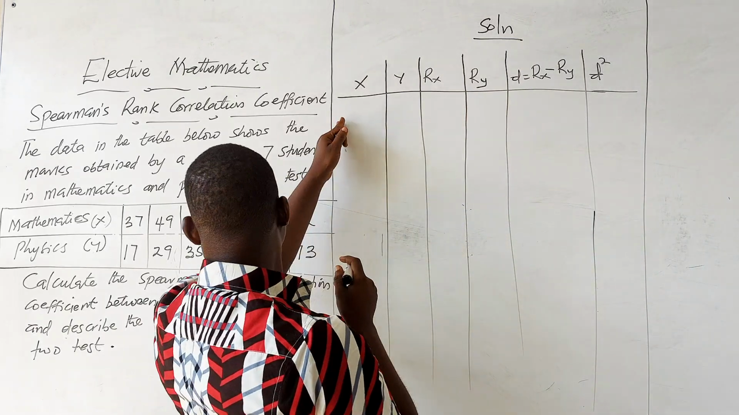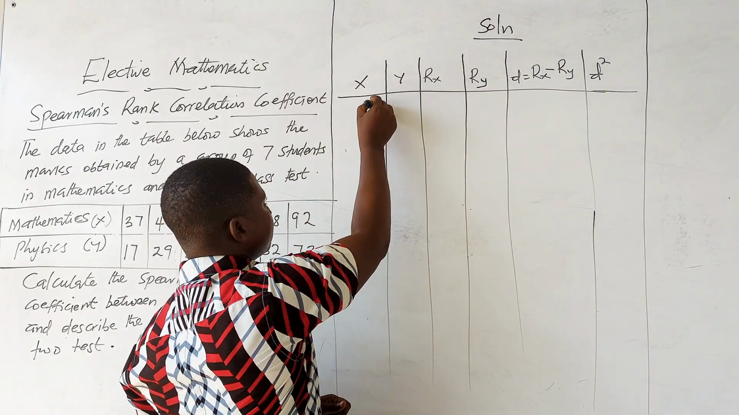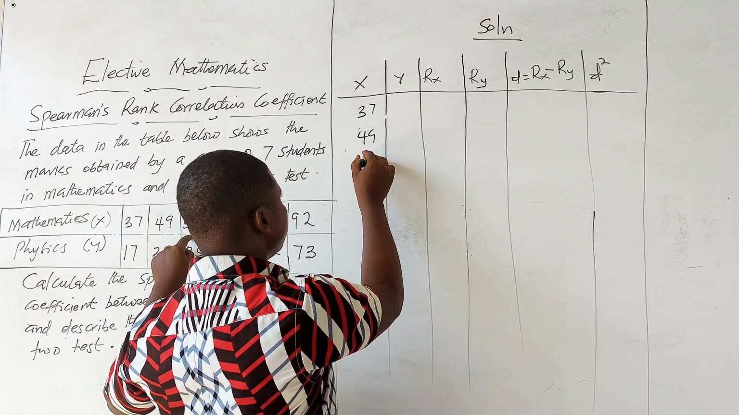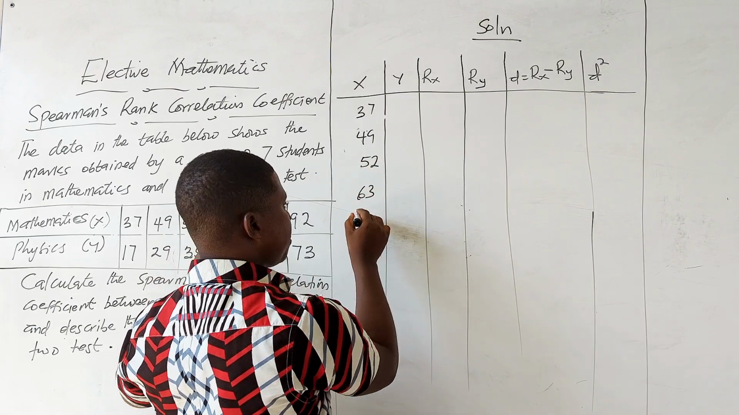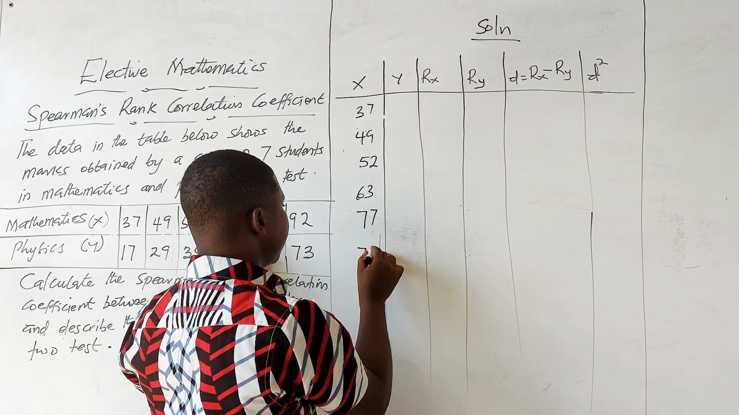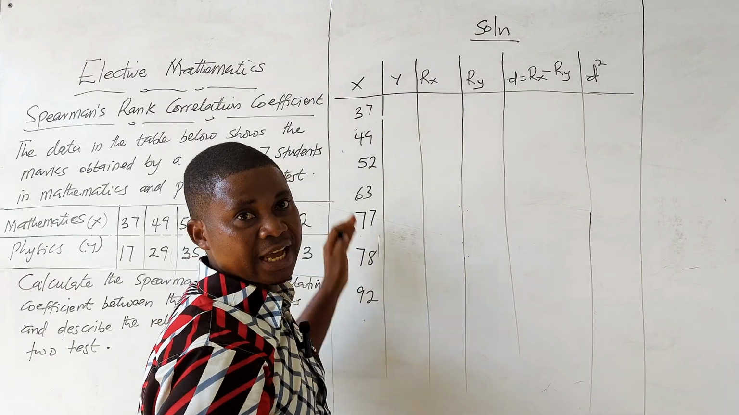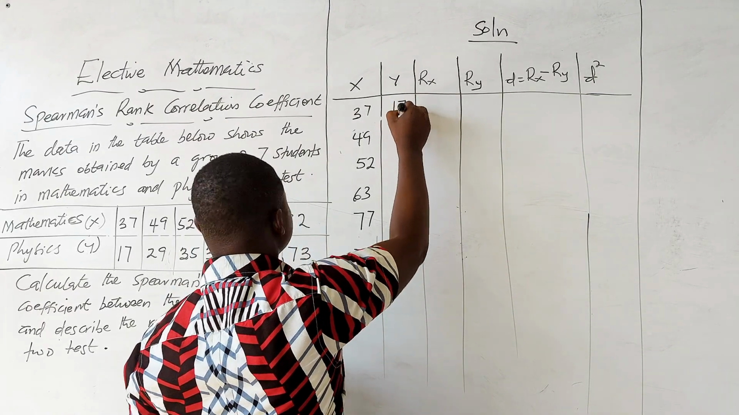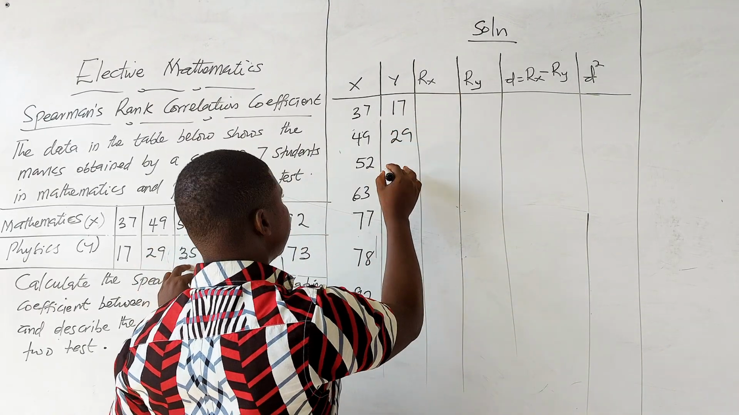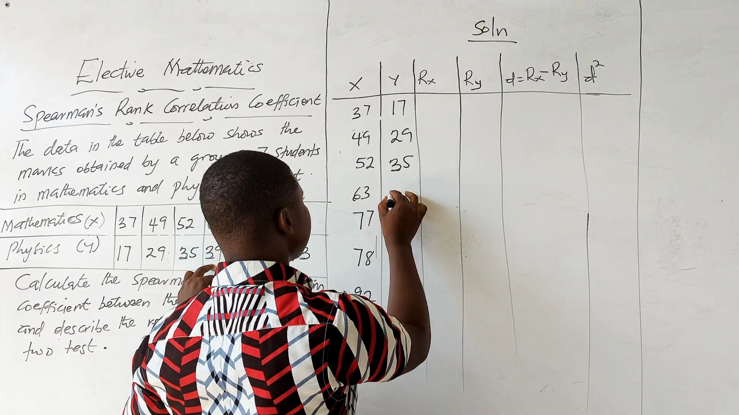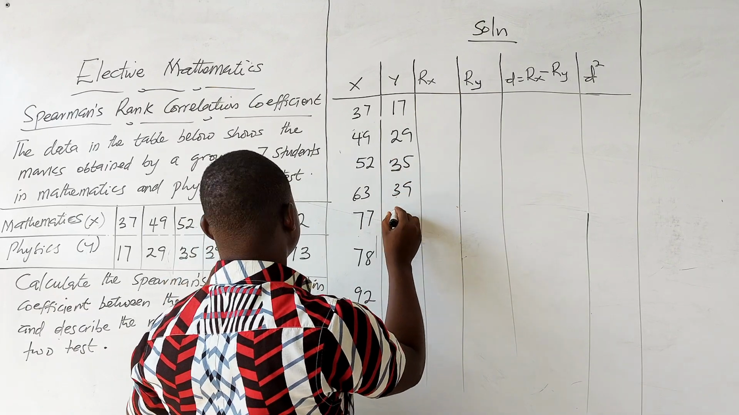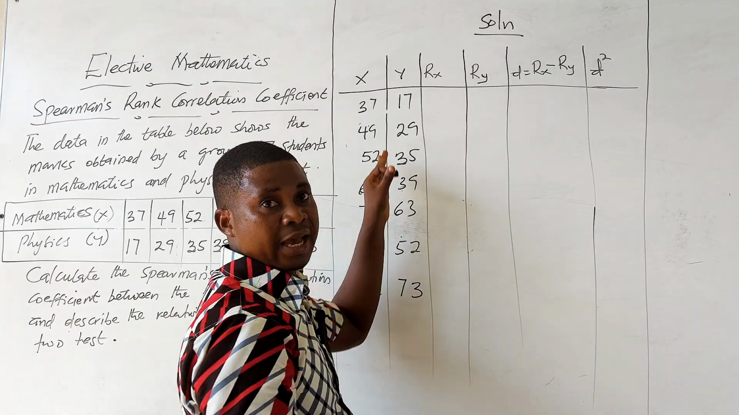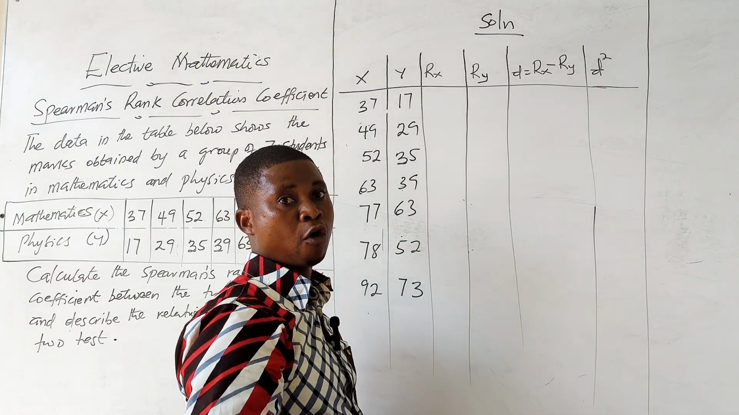So let's see. With our x, we have 37, 49, 52, 63, 77, 78, and 92. So these are the values for x. And for y, we have 17, 29, 35, 39, 63, 52, then 73. And these are the values for y.